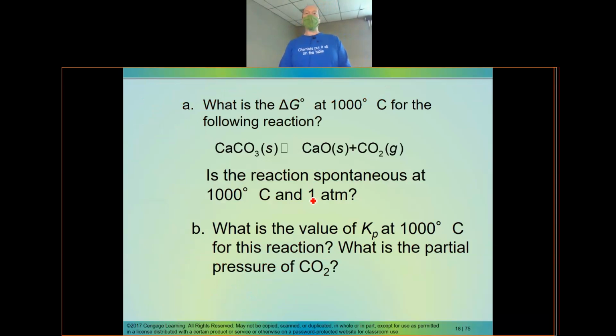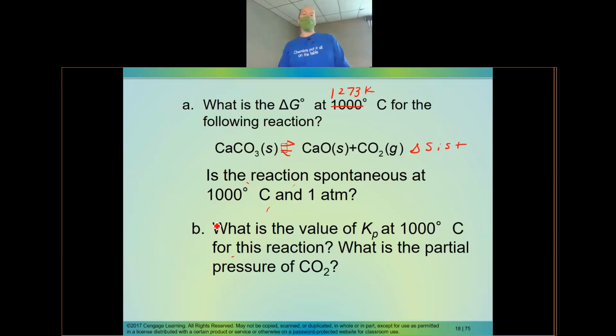All right, what is the delta G naught at 1,000 degrees Celsius? As soon as I see that, I add 273. All right, for the following reaction. So here is the reaction. You got a solid going to a solid and a gas. So you can know one thing for sure, and that one thing is your delta S is positive. We are going to more disorder, no gases going to a gas.